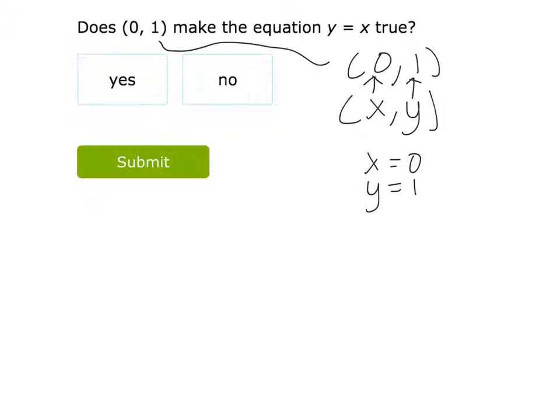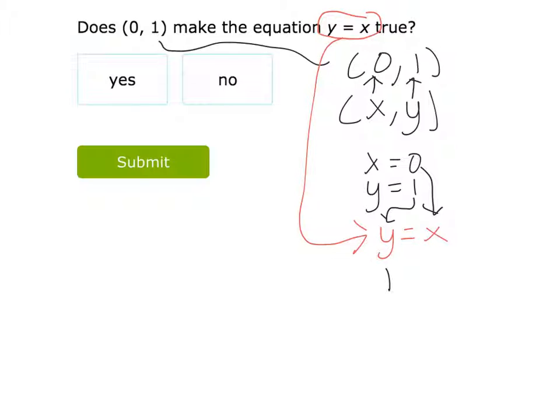Now what we're going to do is take the equation y equals x and plug it in and see if it's true. So I'm going to write down y equals x. Now take the numbers from above and plug them in and see if it works. So 0 goes in for x and 1 goes for y. So we have 1 equals 0, question mark.